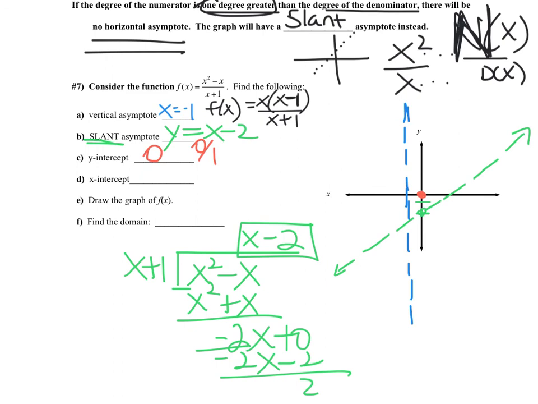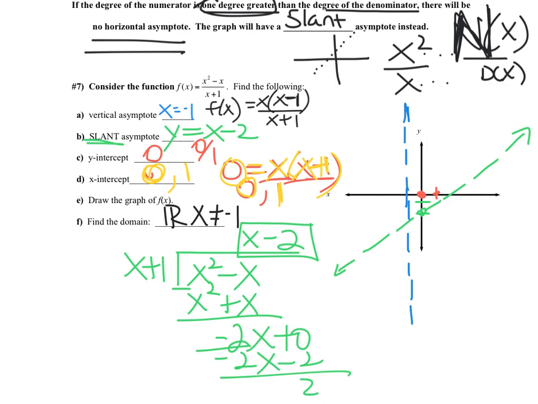The x-intercepts are found by finding the zeros of the numerator. There are 2 of them: 0 from this factor and 1 from this factor. So 0 and 1. Oops, I did it in the wrong color. Oh well, please forgive me, it's getting late. 0 and 1. There they are. It's when 0 equals the numerator. The domain is all real numbers except for -1. That's our vertical asymptote.